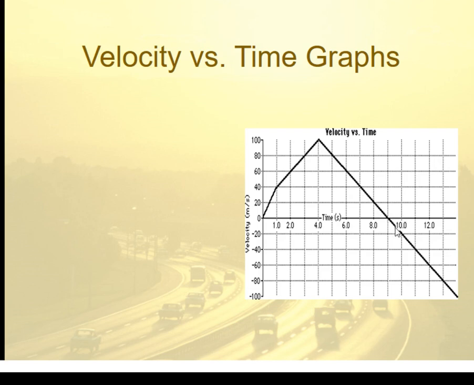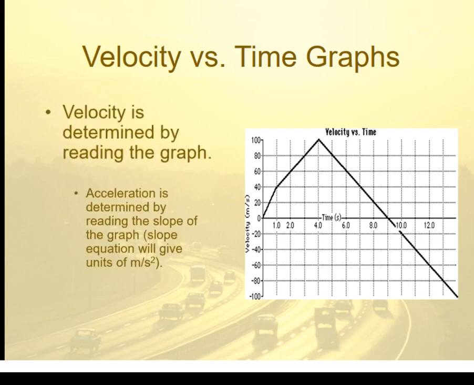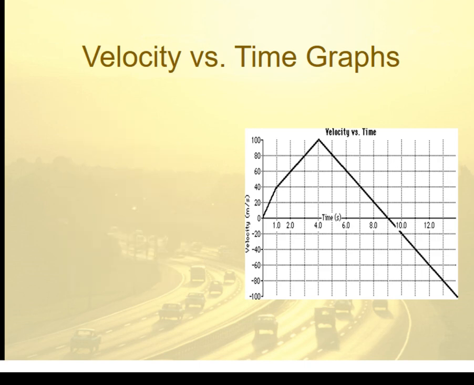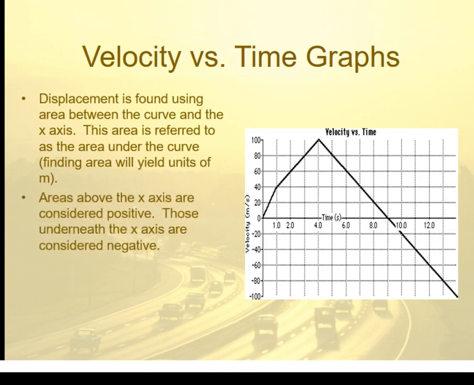Now also when you cross the x-axis here, that indicates a change in direction. So this part of the acceleration is in the opposite direction. Velocity is determined by reading the graph. Acceleration is determined by reading the slope of the graph. Displacement is found in the area between the curve and the x-axis. The areas above the x-axis are considered positive, and those under are considered negative.